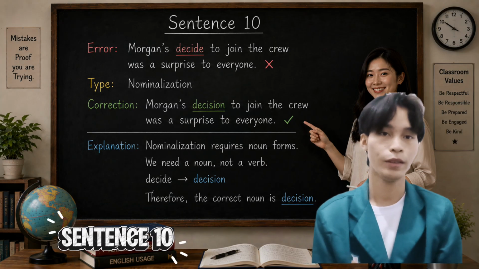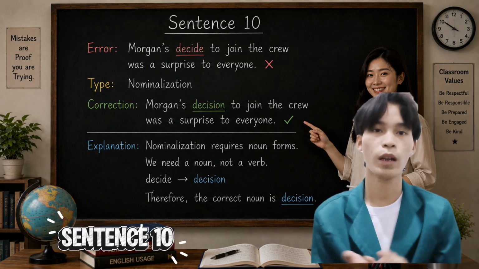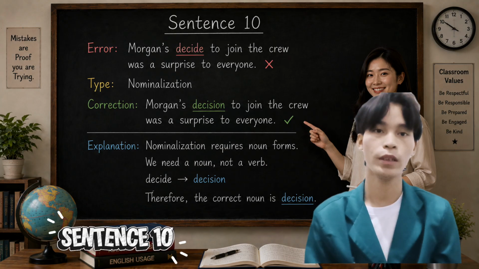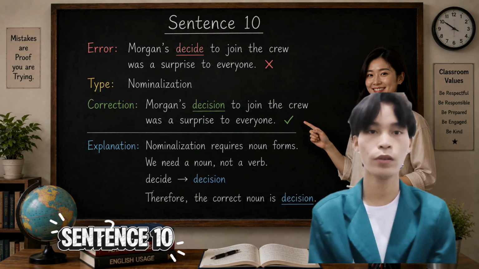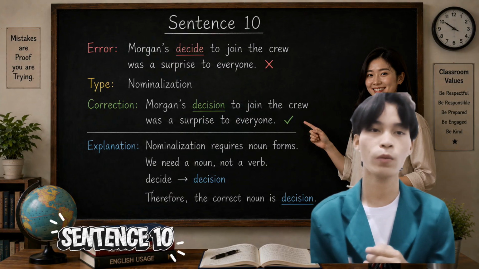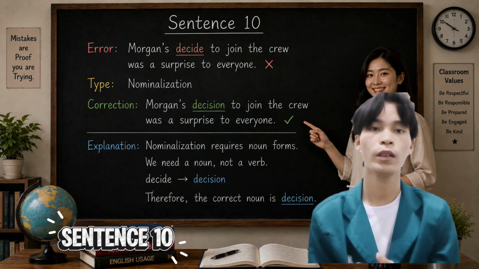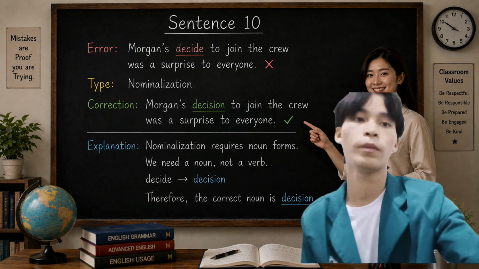Now we are at the last sentence. The error sentence is: "Morgan's decide to join the crew was a surprise to everyone." This is a type of nominalization. So the correct sentence is: "Morgan's decision to join the crew was a surprise to everyone." The sentence needs a noun, not a verb. The noun form of decide is decision.